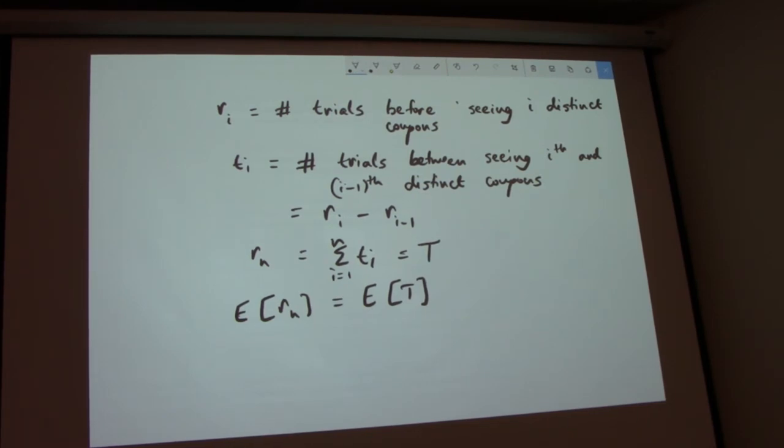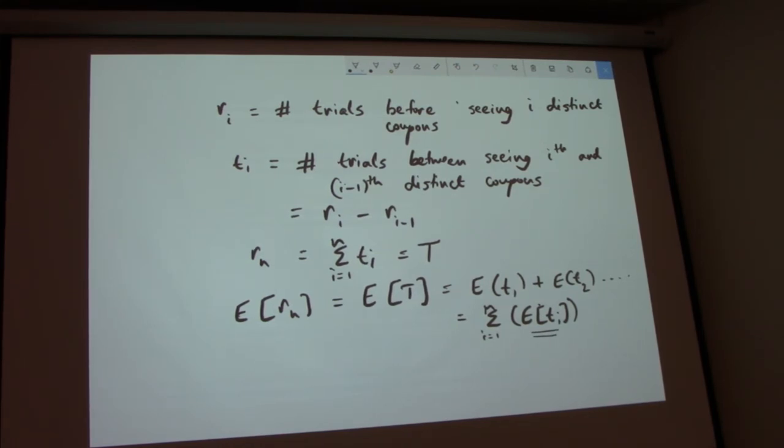So by linearity of expectation, we know that we can actually distribute this expectation over each of these Ti's. So this is just expectation of T1 plus expectation of T2, and so on. So this is the summation over the expectation of Ti, right? So if we can find out what these values are, we are done.